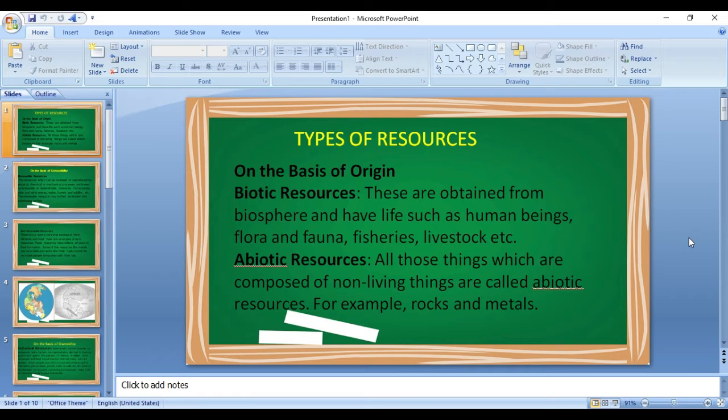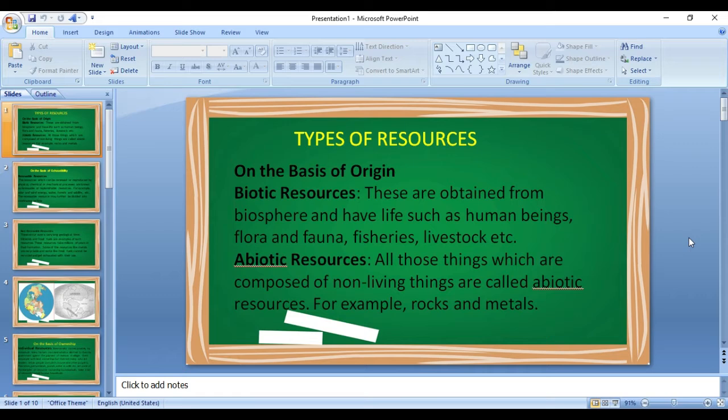Everything which breathes, which has life, is a biotic resource. It's you, me, all the animals, fishery, livestock. You can include plant life. So the whole flora and fauna comes under it. Now again, on the basis of origin, we have another one, that is abiotic resources.